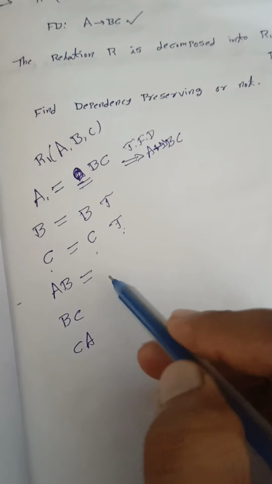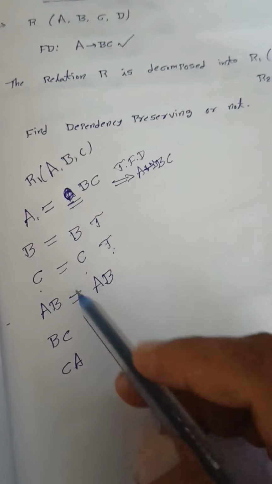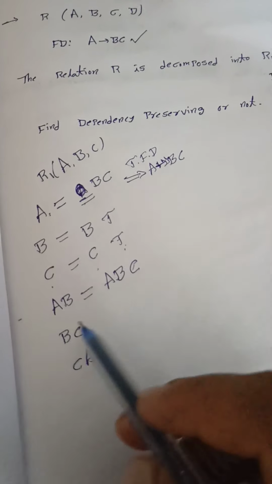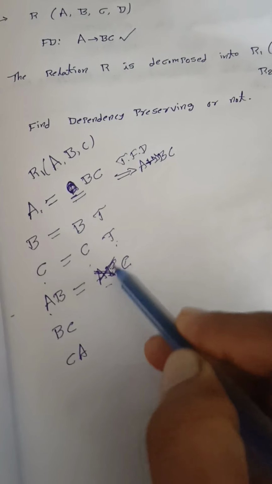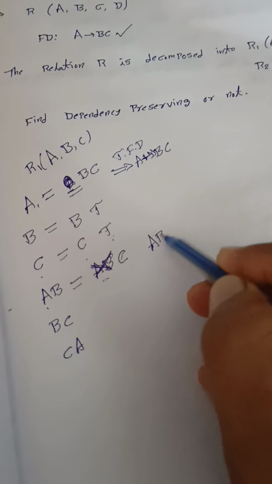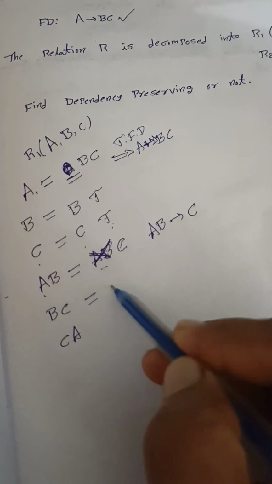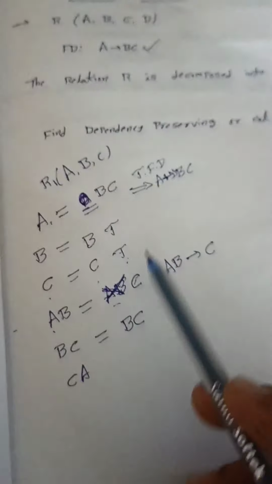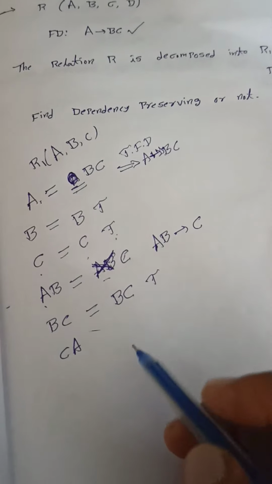Now we will find the AB closure. AB derives AB. Since A derives BC, we will consider BC also. Here AB is trivial, so AB derives C. Now BC closure: BC derives BC only, and it does not derive anything else, so this is also trivial and we can't consider it.